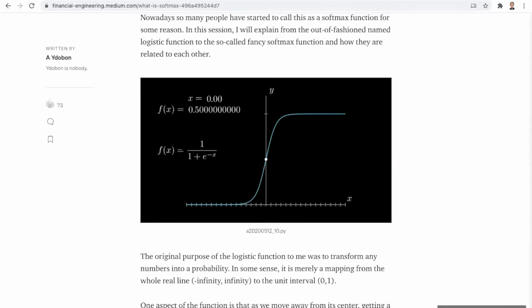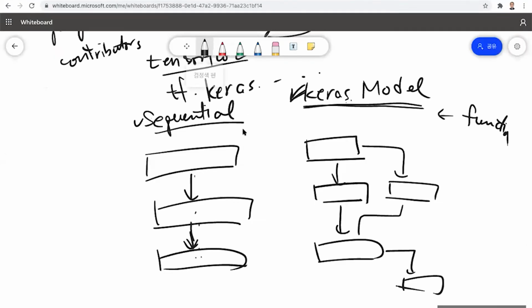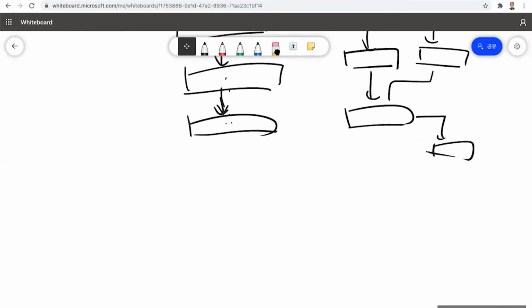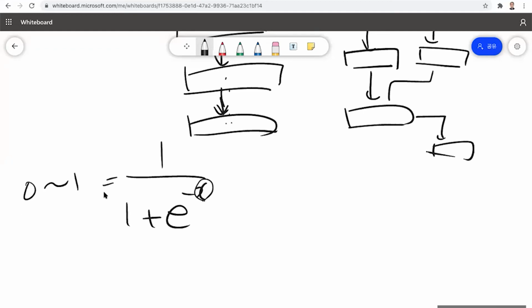So this is the formula: 1 over 1 plus e to the negative x, which is 1 over 1 plus 1 over e to the x. That's the formula for the sigmoid or logistic function. Whatever value is here, it is always between 0 and 1, so you can interpret it as a probability.